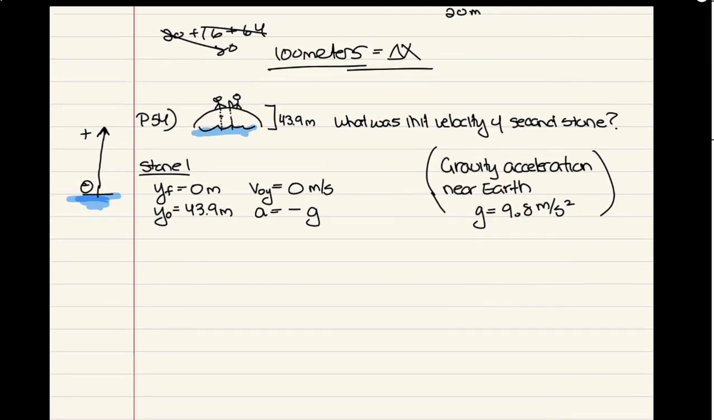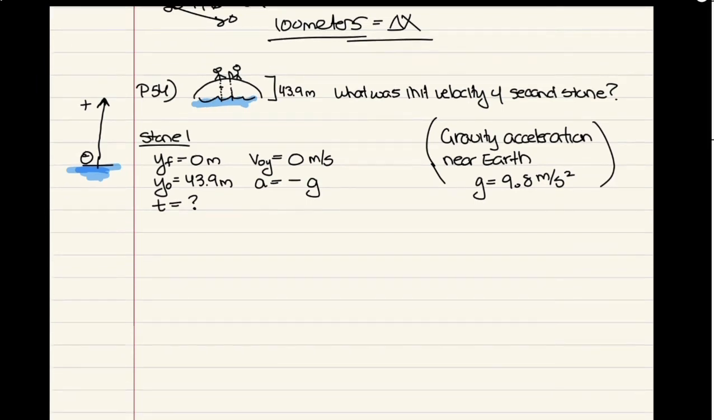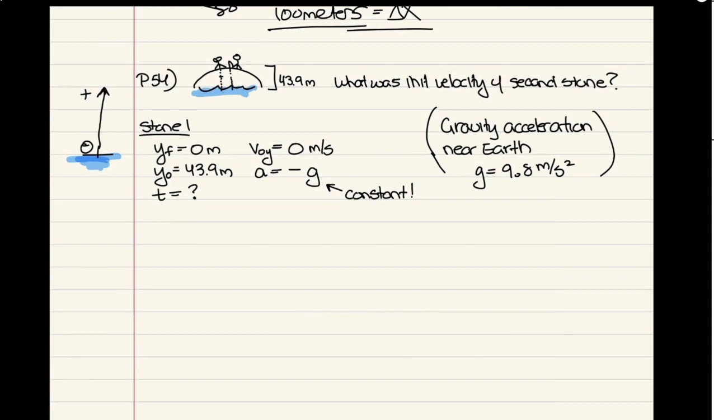And then what do we want? I guess there are a couple things we could ask, maybe what is the t for it to hit the water? Because if we know the second rock hits the water at the same time, then solving for the time it takes for stone 1 to hit the water would be helpful. All right. Since this is a constant, this is great. I can use the kinematics equations.